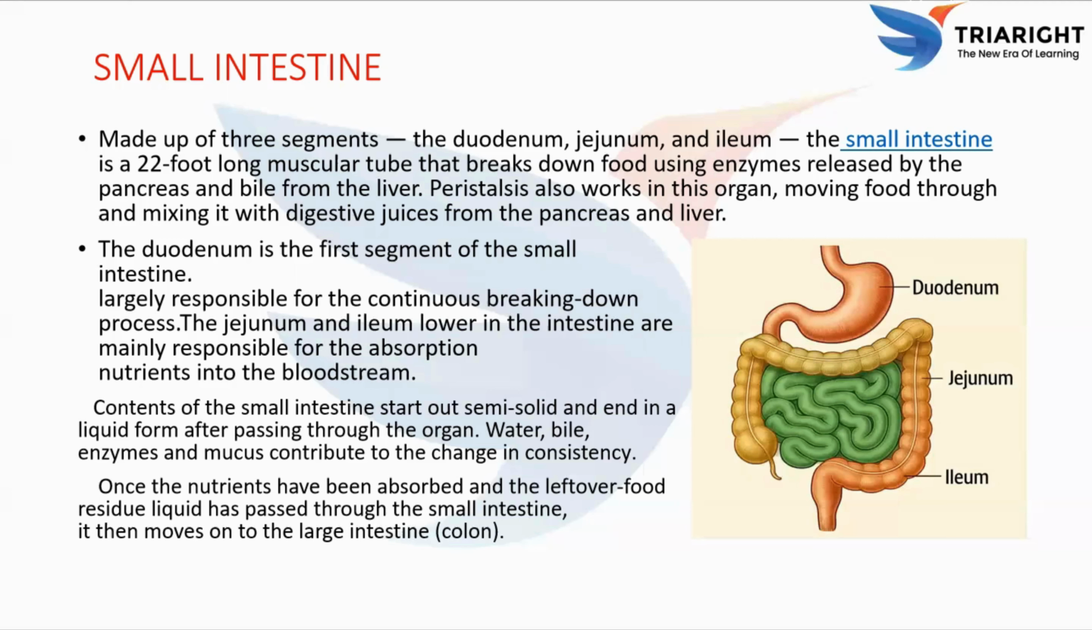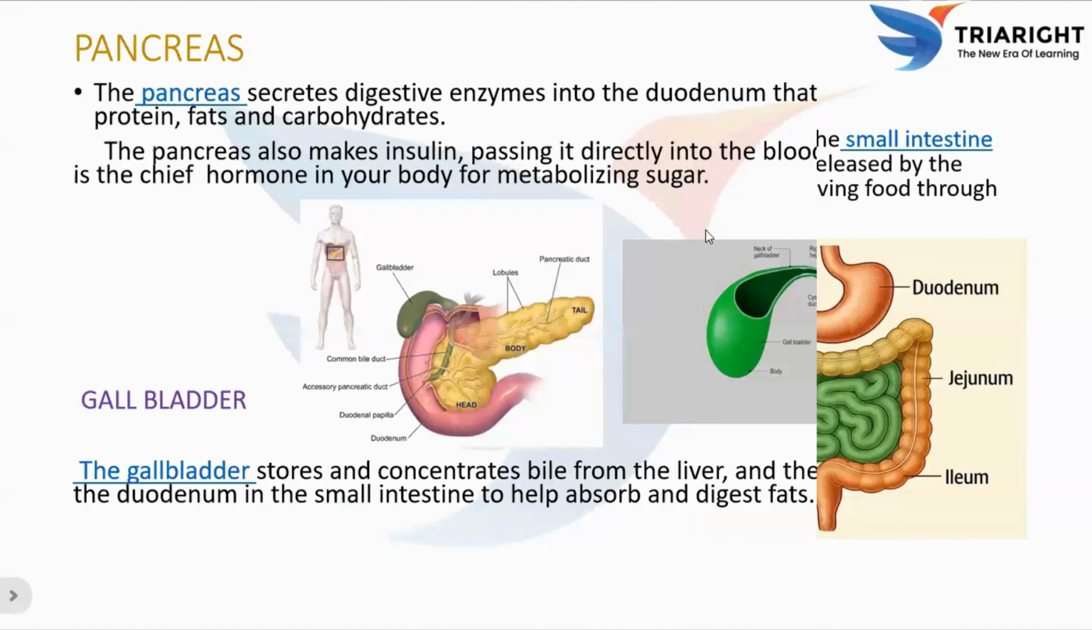And also the last function of the small intestine is movement. It helps in movement. How does it help in the movement? It uses peristalsis. As I said, where does peristalsis occur? It occurs in the esophagus, right? And it uses peristalsis and segmentation to mix and move the contents. And now coming to the next part.